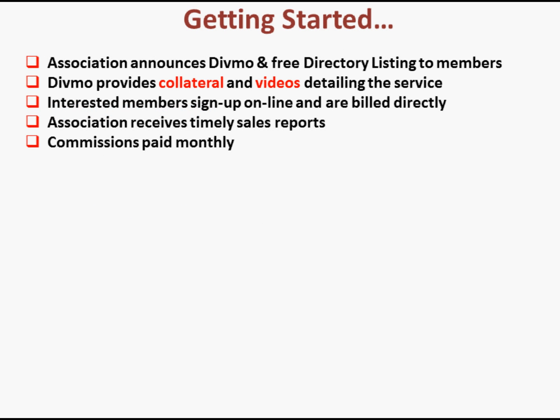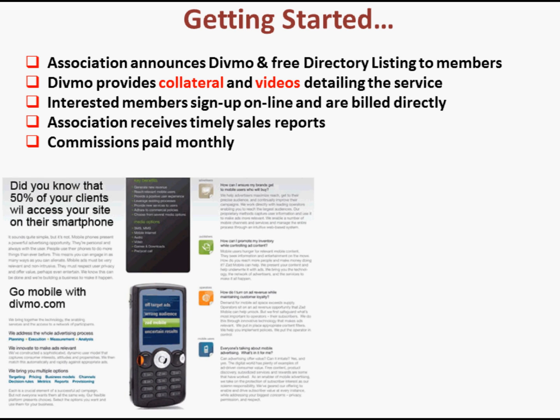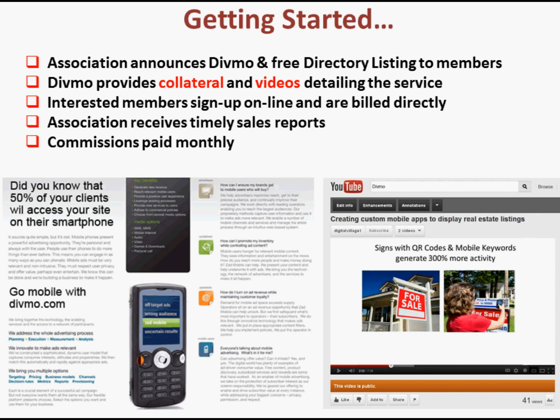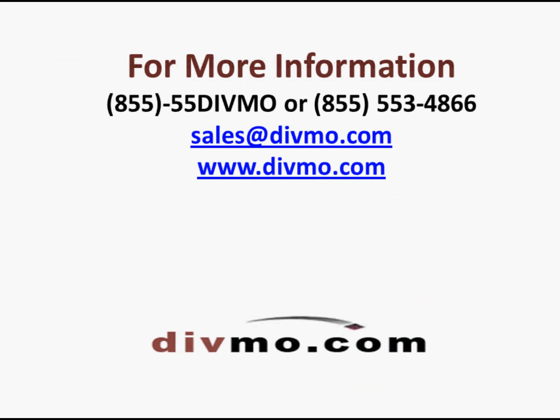What do we have to do to get started? The association would announce it to the exhibitors that they have a free listing. We would train them on it, and then we provide collateral and videos detailing the service. So anybody who's interested will sign up, and then we provide reports back to the association.